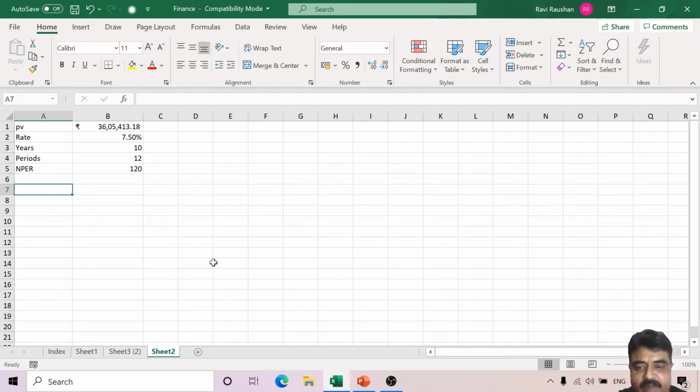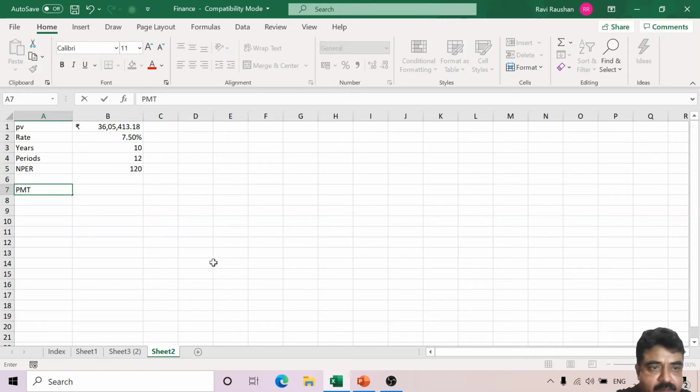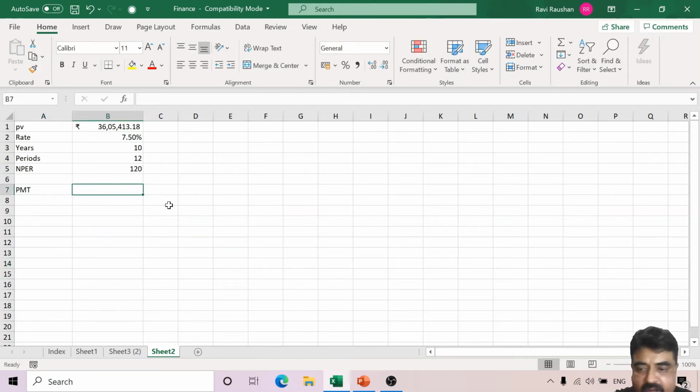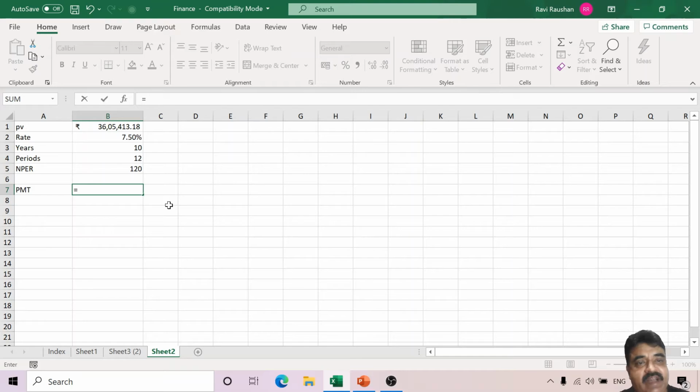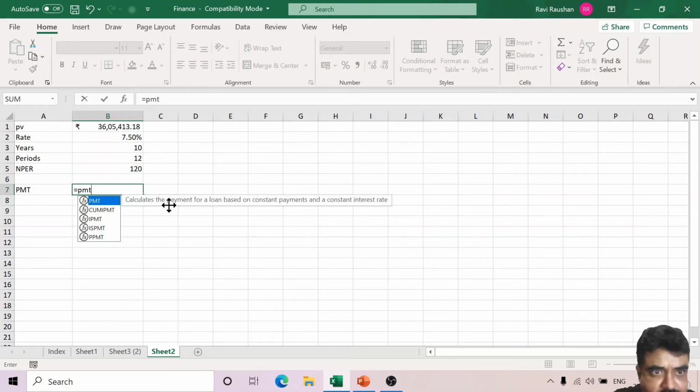So here, let me calculate the PMT of this remaining amount. Because after I shifted, it's a new loan now, right? So it's a new loan, and so I calculate the PMT.